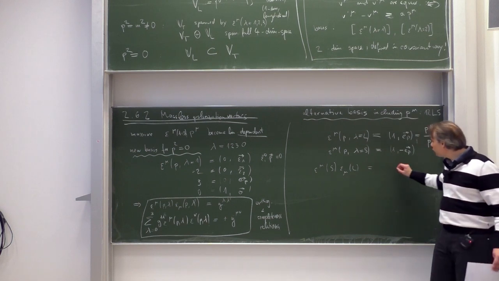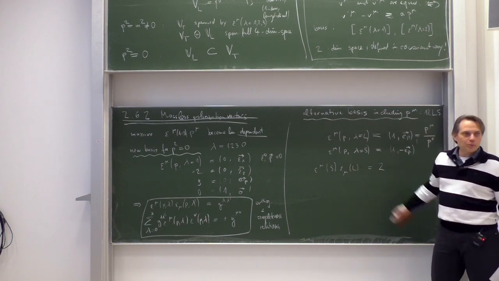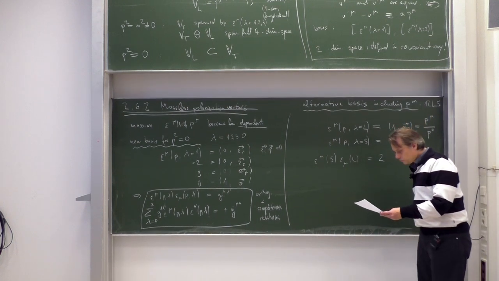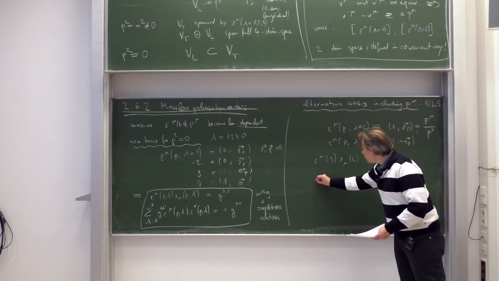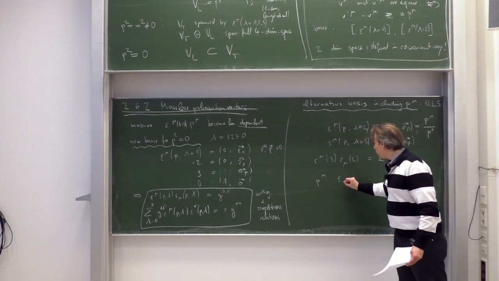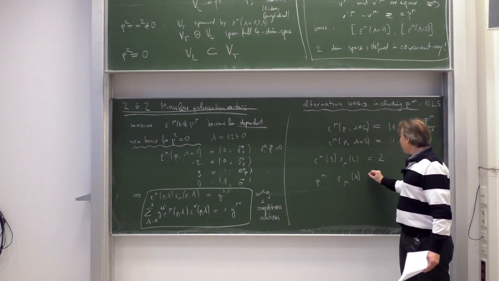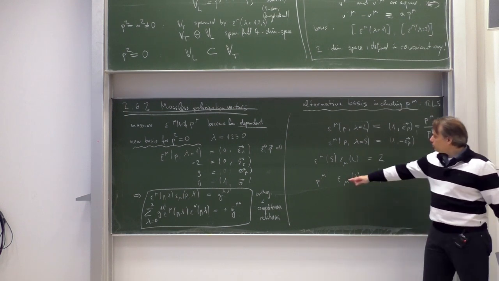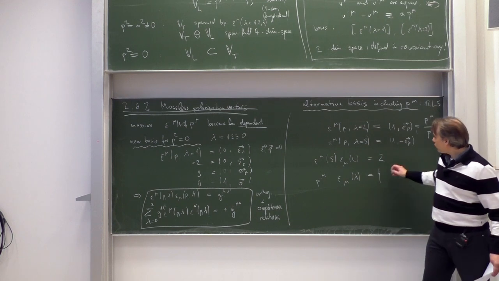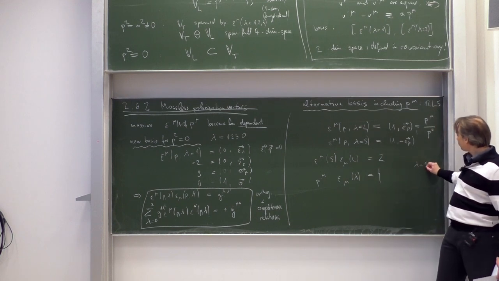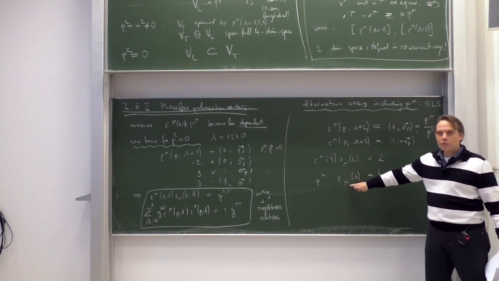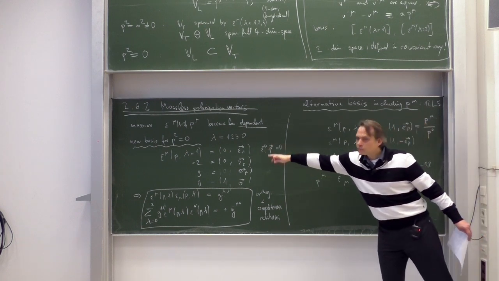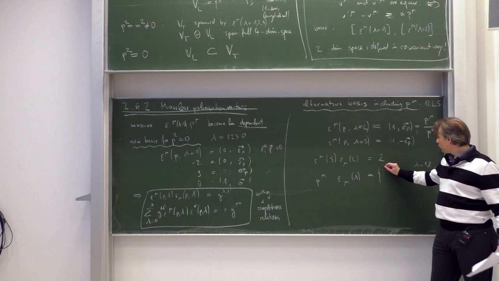Yep, it's 2, exactly. So they are not orthogonal, but they are linearly independent, but not orthogonal to each other. And the other thing, which is also noteworthy, if you do P mu times epsilon mu for any of the lambdas, then what do you get? So P mu times epsilon mu for lambda equal 1 or 2, what do you get? That is, of course, 0.